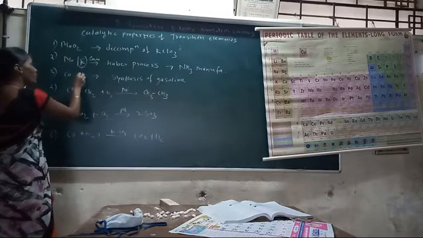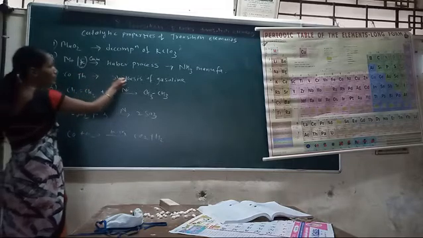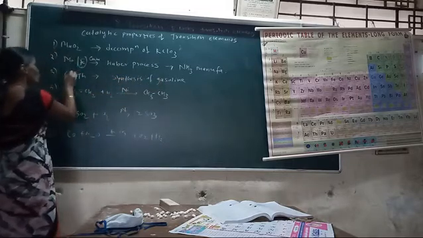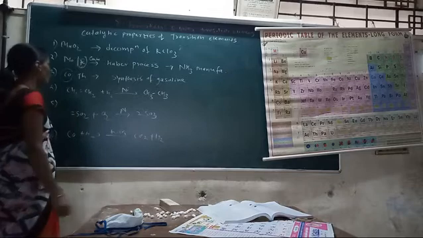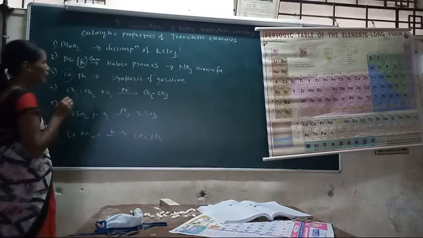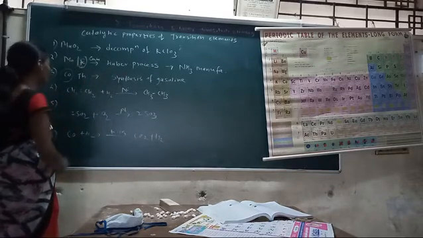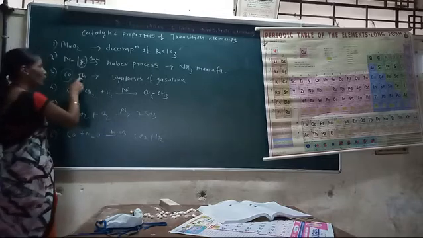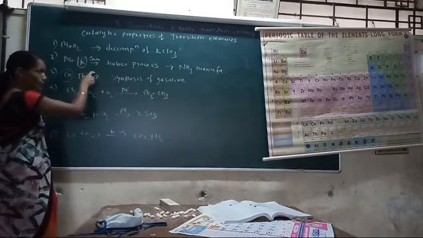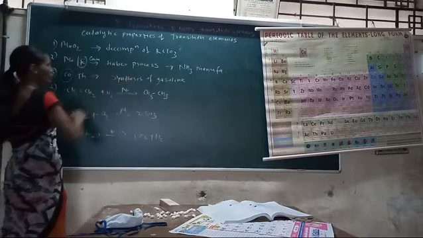Cobalt in the presence of thorium alloy is used for the synthesis of gasoline. Cobalt is a first row transition element. Cobalt thorium is used as a catalyst for the synthesis of gasoline.